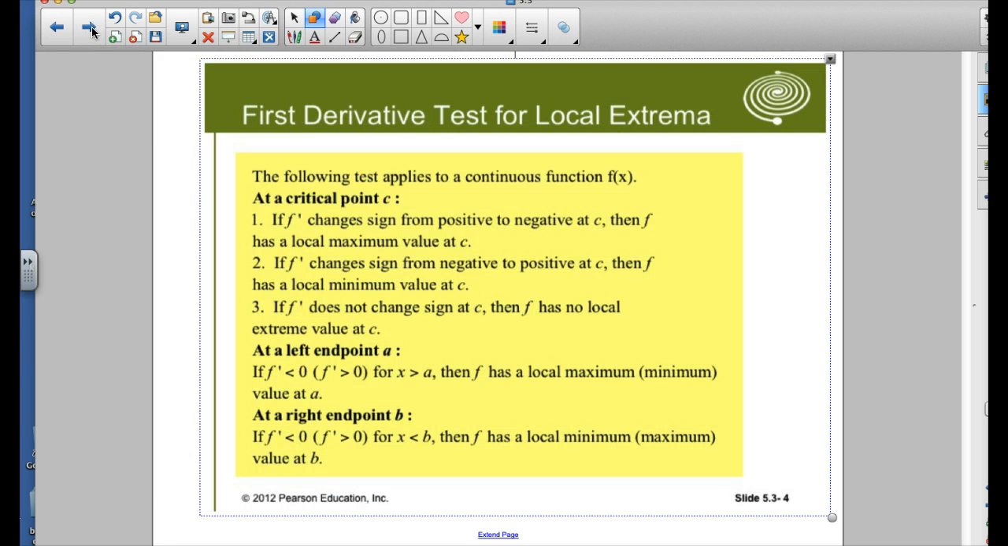So the following test applies. At a critical point c, if the derivative changes sign from positive to negative at c, then f has a local maximum value. If the derivative changes sign from negative to positive, then it's a local minimum. And if f prime does not change sign at c, then f has no local extreme. At a left endpoint, if the derivative is less than 0 for x greater than a, then f has a local maximum. At the right endpoint, if f prime is less than 0 for x less than b, then f has a local minimum. These are a little harder to work with.